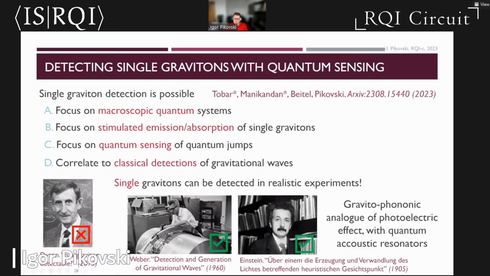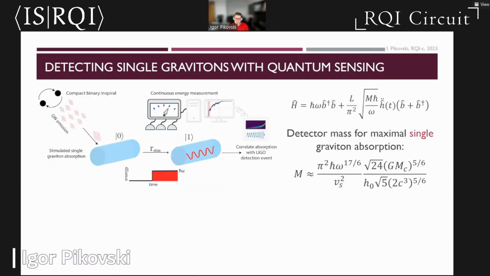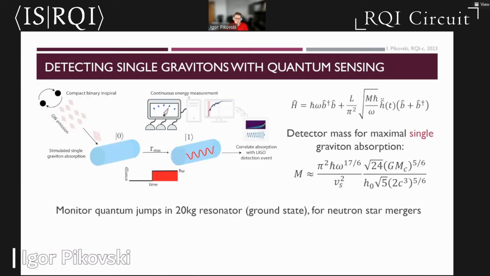And instead, the correct way to do that is a combination of Einstein's insight about the photoelectric effect, and how that teaches us something about the quantization of the radiation, combined with detectors which operate in a quantum regime, but are based not on LIGO, but on this kind of bar detector technology.